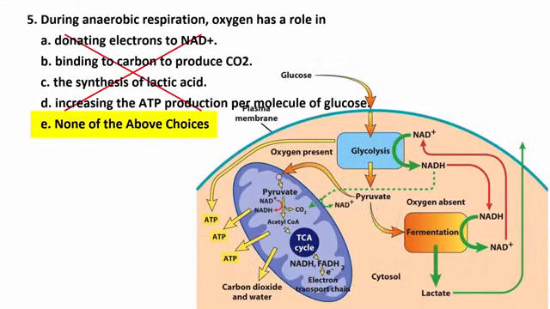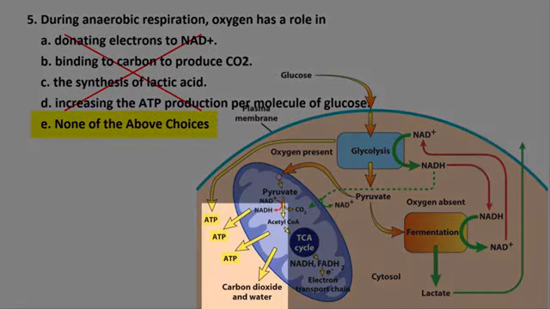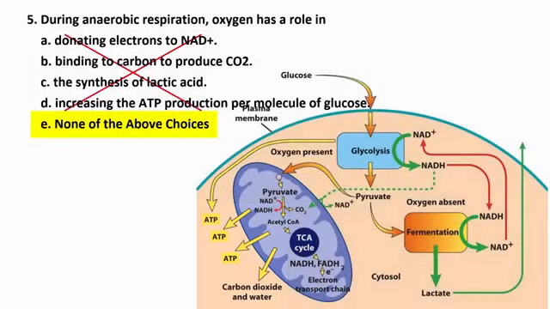Although it's true that oxygen can donate electrons, it can also bind to carbon and form carbon dioxide. And it can also increase ATP production per molecule of glucose. But again, all these things happen in other pathways, not in anaerobic respiration.